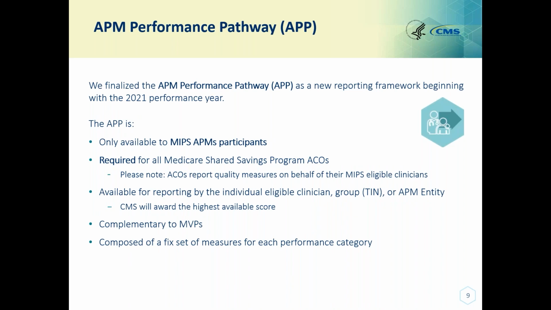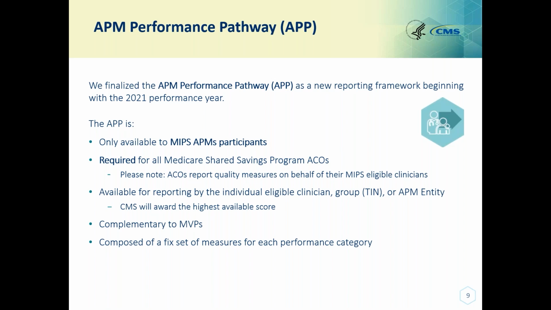The APM Performance Pathway is a reporting framework. Again, I mentioned it's similar to the MVP framework, but it is only for APM participants. And you can report the APP as an individual, as part of a group, or as part of an APM entity, and you could do all three if you wanted to. Regardless of how you report, at the end of the day, CMS will assign you the highest score you have earned when we're calculating your payment adjustment. So if you participate in an MVP as part of a group and you report the APP as part of an APM entity, whichever one gets you the highest payment adjustment, that's the one we're going to use.